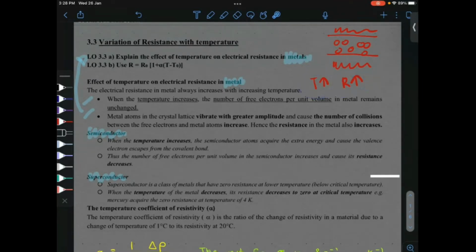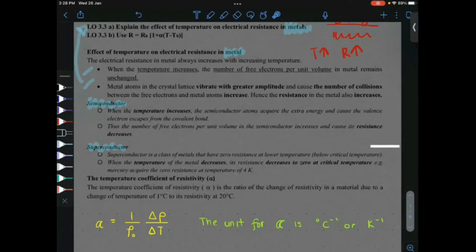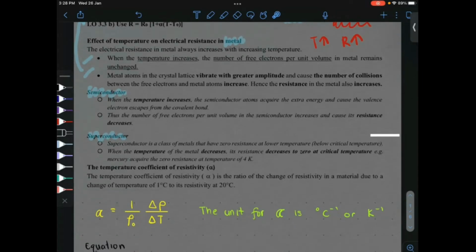So soalan ini boleh jadi dia tanya dalam soalan UPS kamu. Sebab UPS adalah C1, C2. Ini soalan konsep dan ini adalah kamu punya learning objective untuk subtopik ini. Okay, it's not that the number of free electron increase, it's just that number of collision between the free electron and metal atom increase. Itu sebabnya. Alright, so untuk semiconductor dan superconductor, awak boleh baca sendiri dan fahamkan.